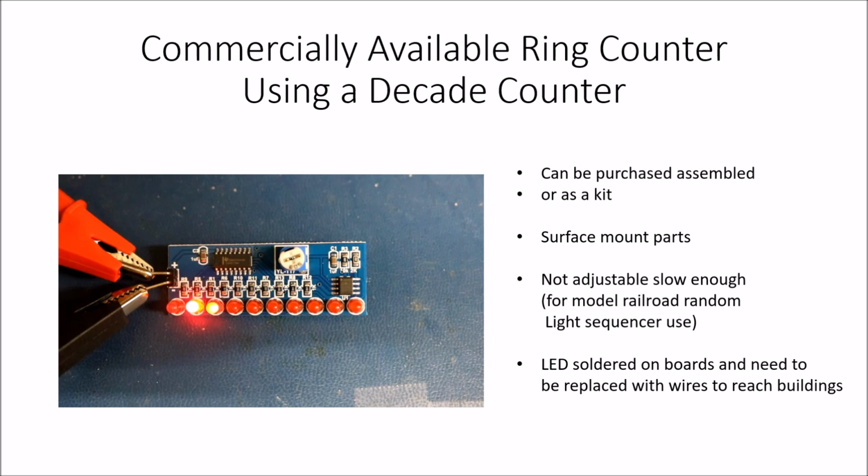And the LEDs are soldered on the board. So to locate them in buildings or around the layout, you'd have to unsolder these LEDs, and then you'd have to solder in some wires to reach the buildings you want to reach. Also, again, because it's surface mount parts, it's difficult to change. The upside is it's very cheap. It can be purchased assembled or as a kit.